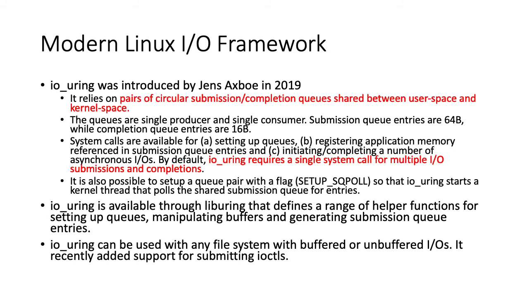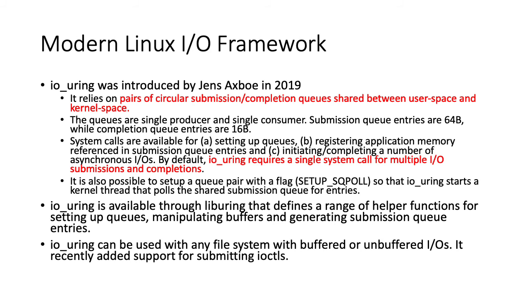So asynchronous IOs were always a bit of a mess in Linux, and to fix that, Jens Axboe introduced io_uring in 2019. So io_uring is now mature. It's based on pairs of submission and completion queues that are shared between user space and kernel space. And system calls are available for setting up those queues, registering memory that is referenced in the submission queues, and initiating and completing a number of asynchronous IOs.